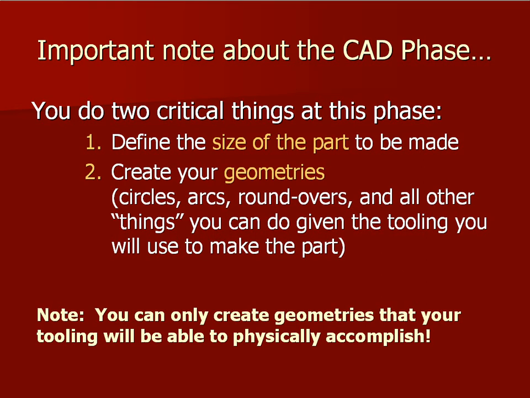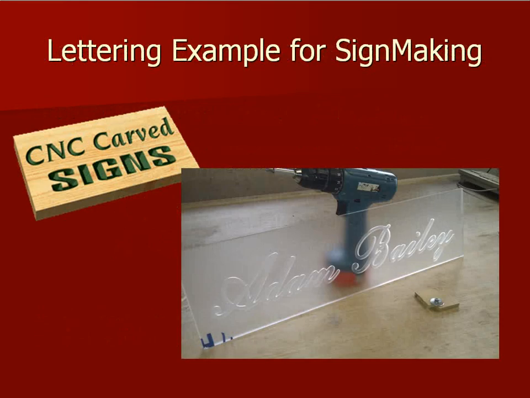Step 2 is to create what we call your geometries, and geometries are circles, arcs, roundovers, and all of the things that you can do given the tooling you will use to make the part. Now that's a word that you probably haven't heard before, tooling. Tooling is a very important word. Tooling refers to any of the drill bits, end mills, any cutting tool that will be used with the machine to actually cut your part. That's called tooling. And you need to note there at the bottom that you can only create geometries that your tooling will be able to physically accomplish. And I have an example of what I mean by that.